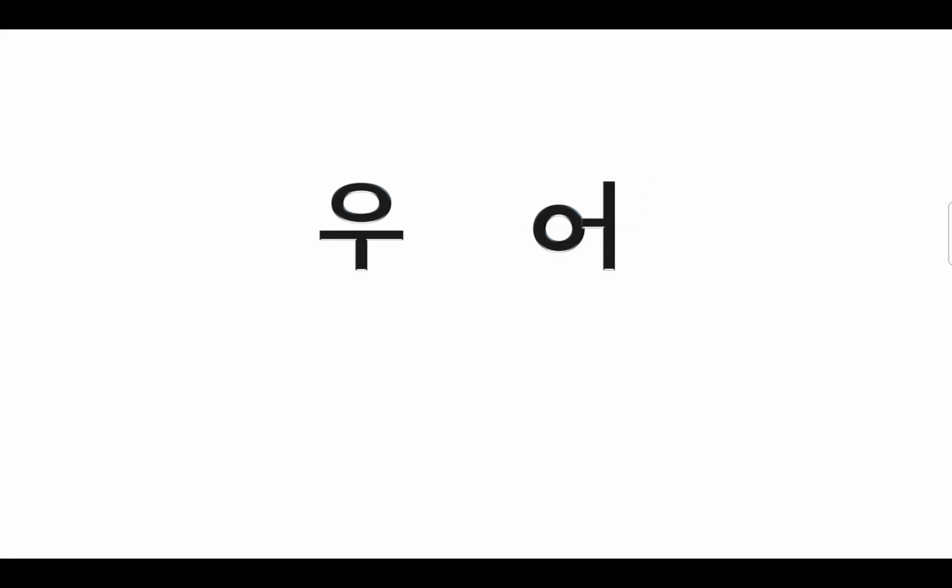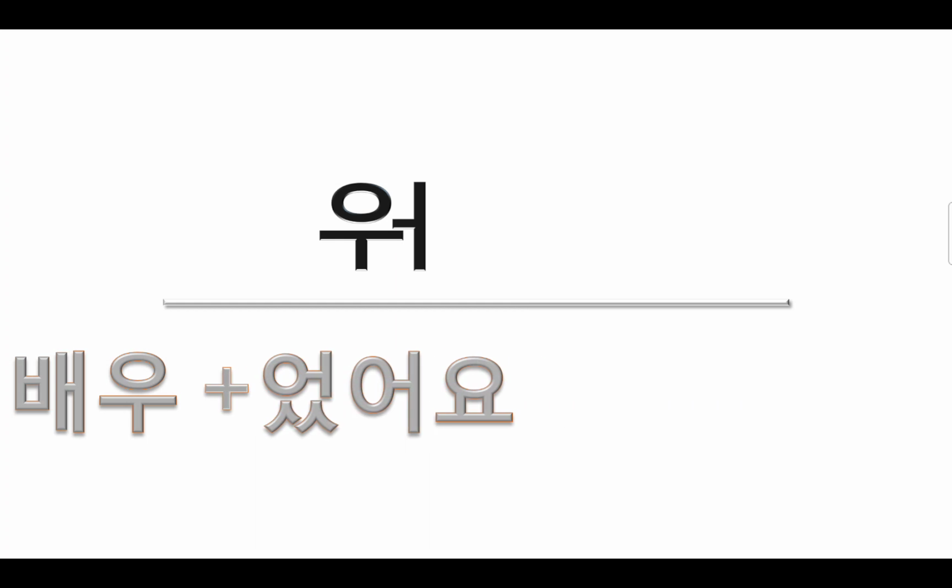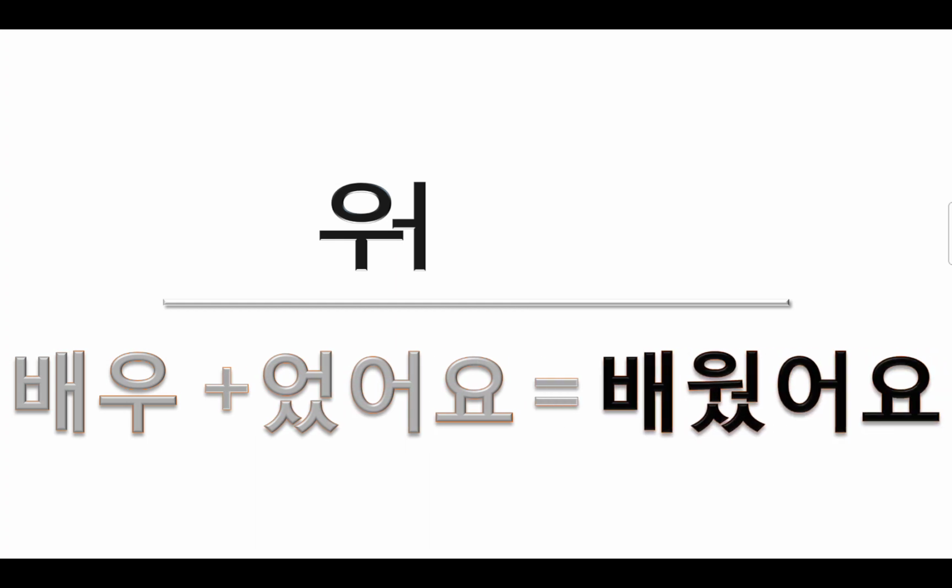And contraction 4, ㅜ plus ㅓ, 우어. Okay, so 배우다, 배우. 우 is a dark vowel. We need 었어요. So no 받침, 우어 together, 워. 배웠어요. I learned.